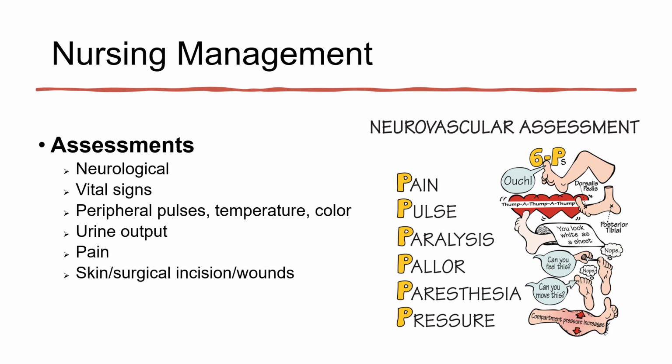So those are the 6Ps, very important, especially on limb surgery, but we're going to include this in our assessment because that can also be an indication of DVT. So we want to check for pain, pulses, all of those things. And then urine output, another very important assessment.